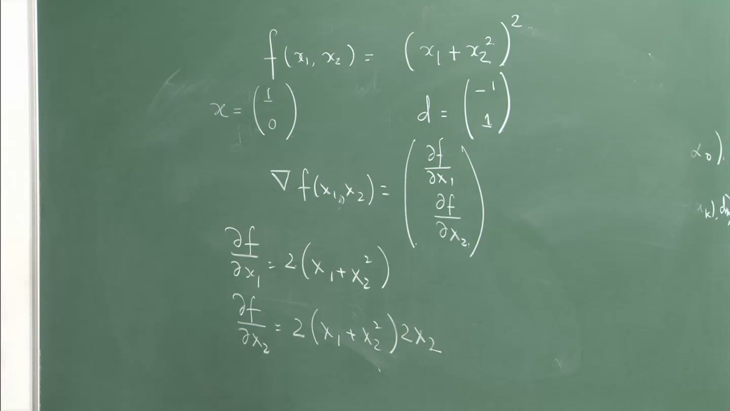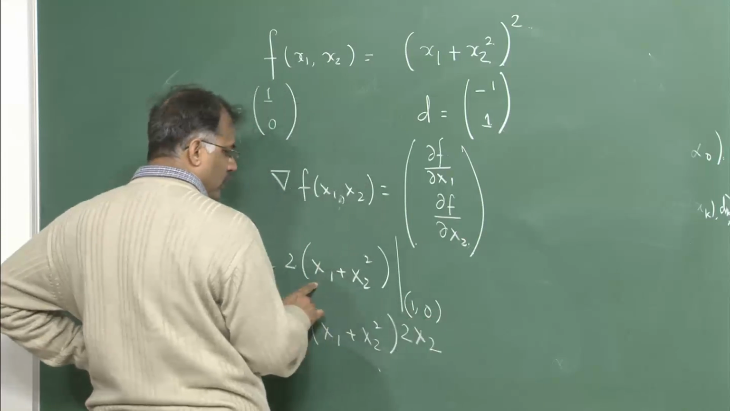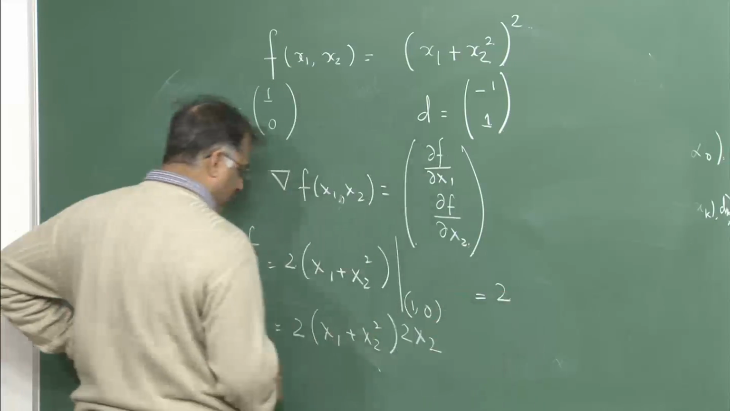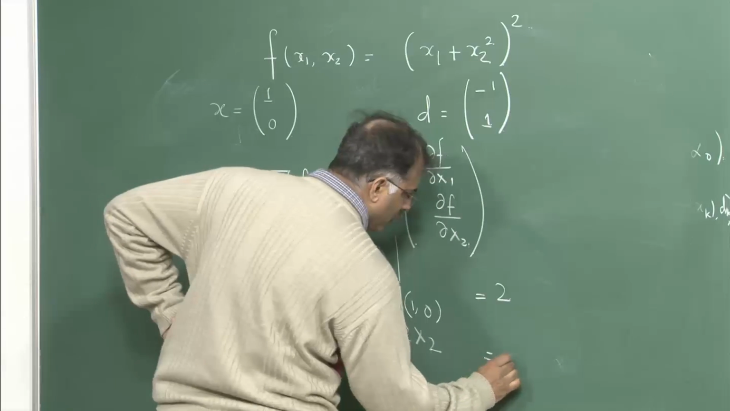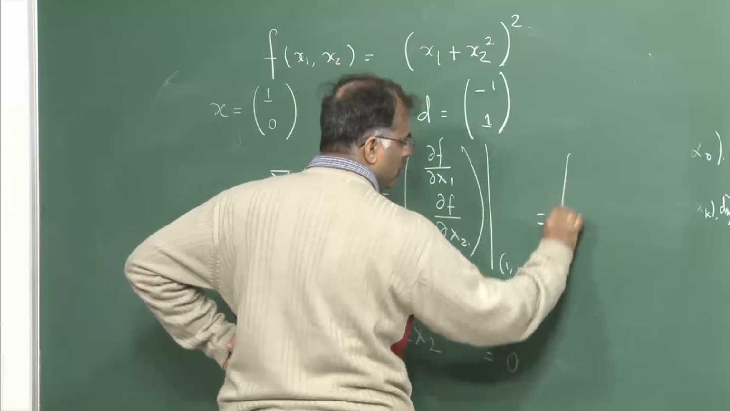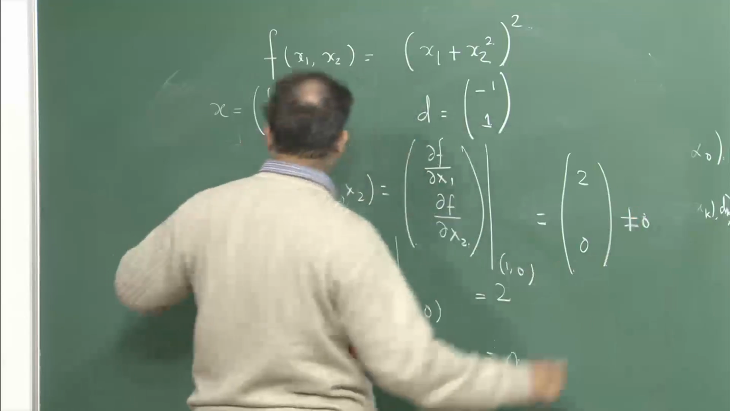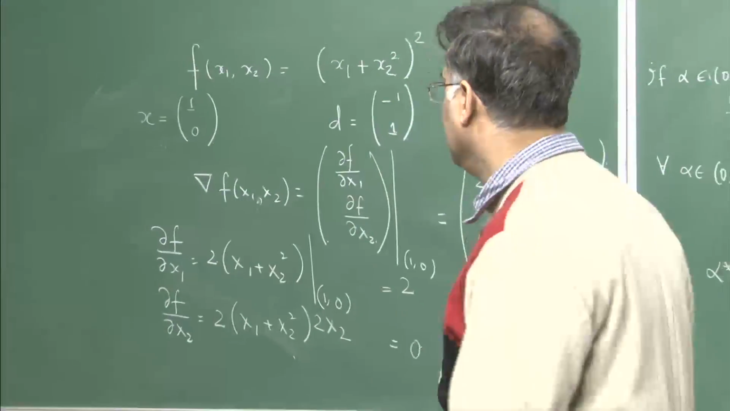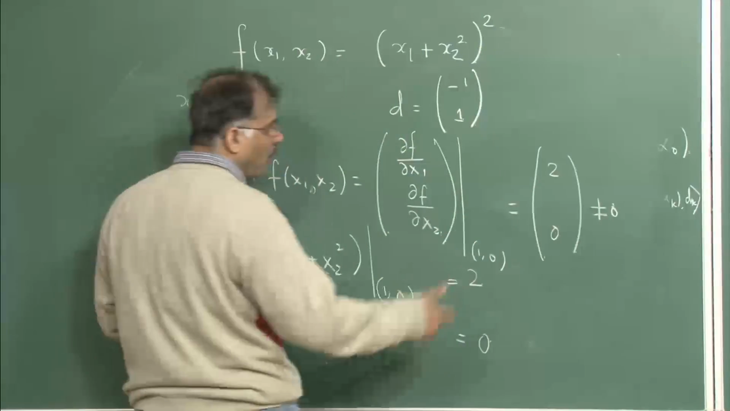Now, if I compute the value at (1, 0), that is I put x1 equal to 1 and x2 equal to 0, then what I get here is 2, and here is 0. So the gradient at (1, 0) is (2, 0), and this is not equal to 0, and hence this point is not a local minimizer. So this is not a critical point. Then I have to move to a better point from (1, 0).